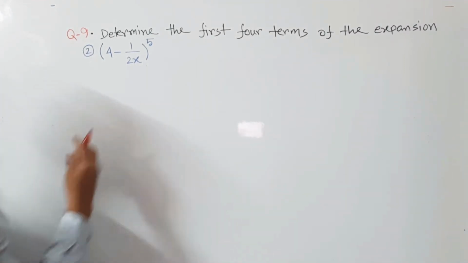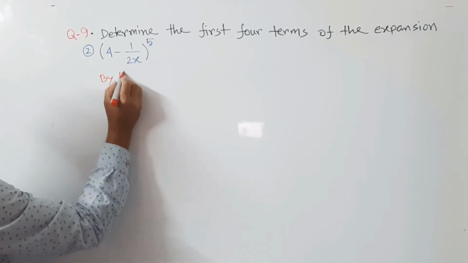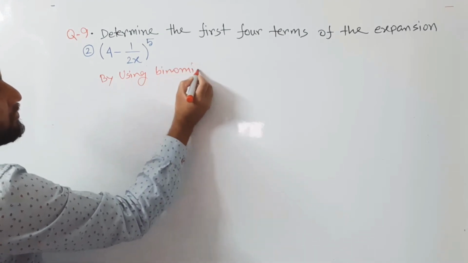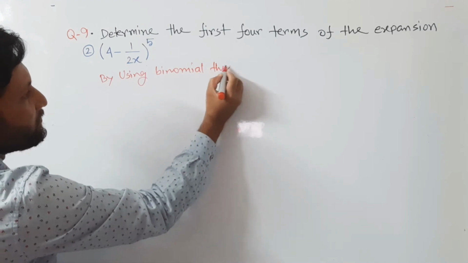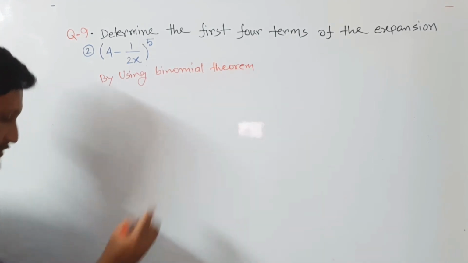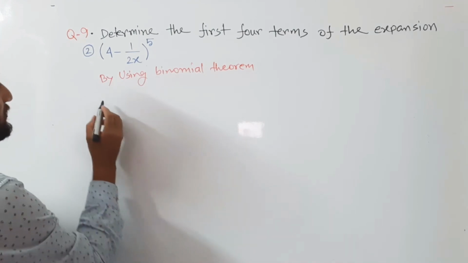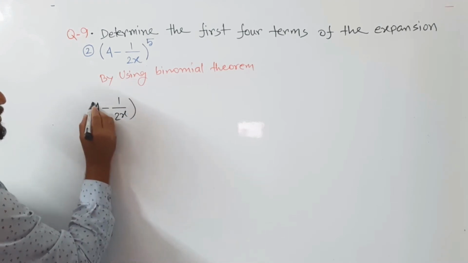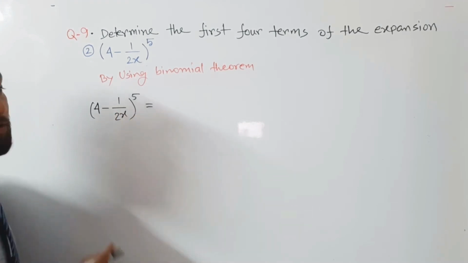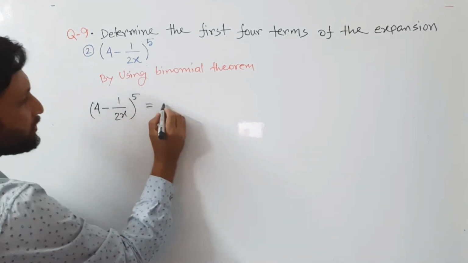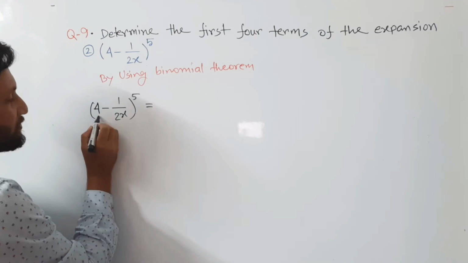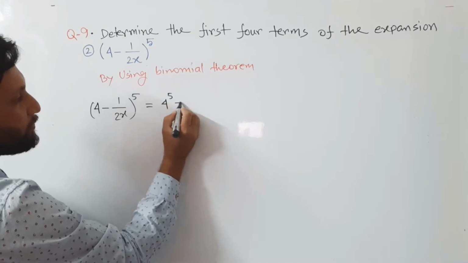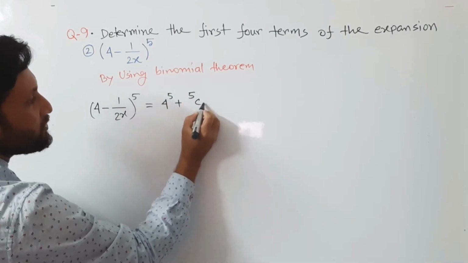So at first, by using the binomial theorem, write the binomial term again: (4 minus 1 by 2x) to the power 5. We have to expand only the first 4 terms. In this binomial, the first term is 4 and the second term is minus 1 by 2x. So 4 to the power 5, plus the next coefficient is 5c1.